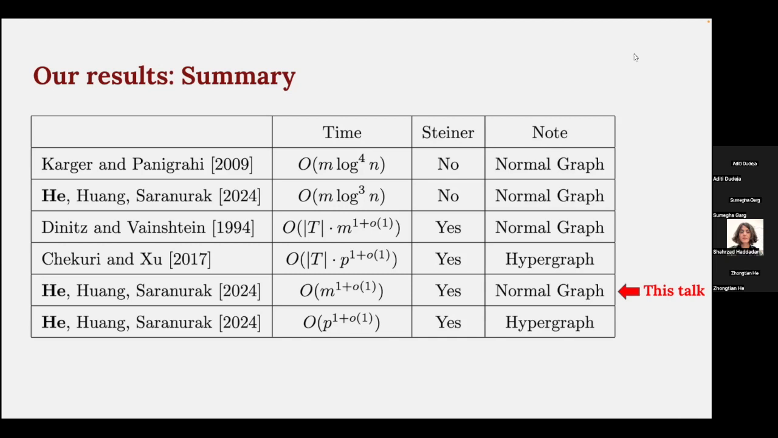So the input in this case is a set system, right? Yeah. The input of a hypergraph is of size linear to P, right? So P is the summation of the rank of the edges.